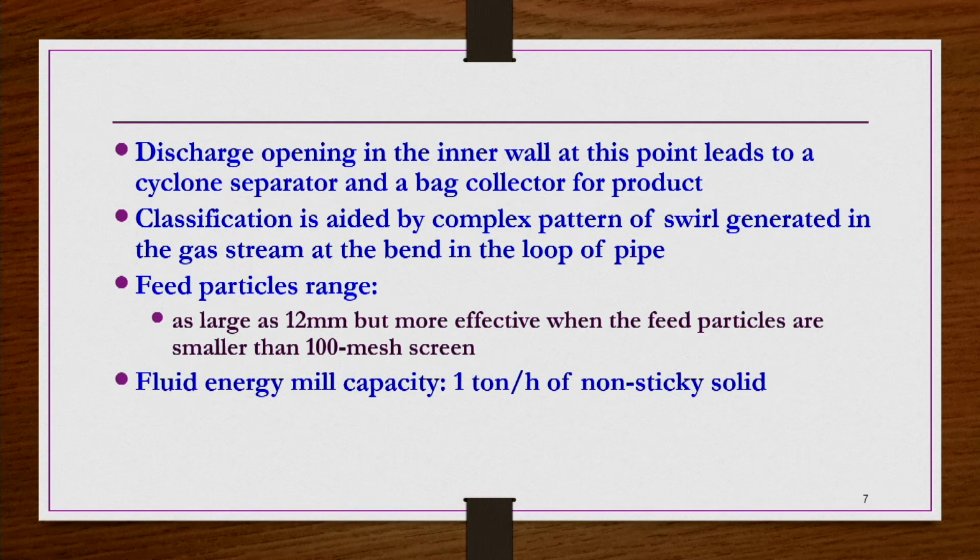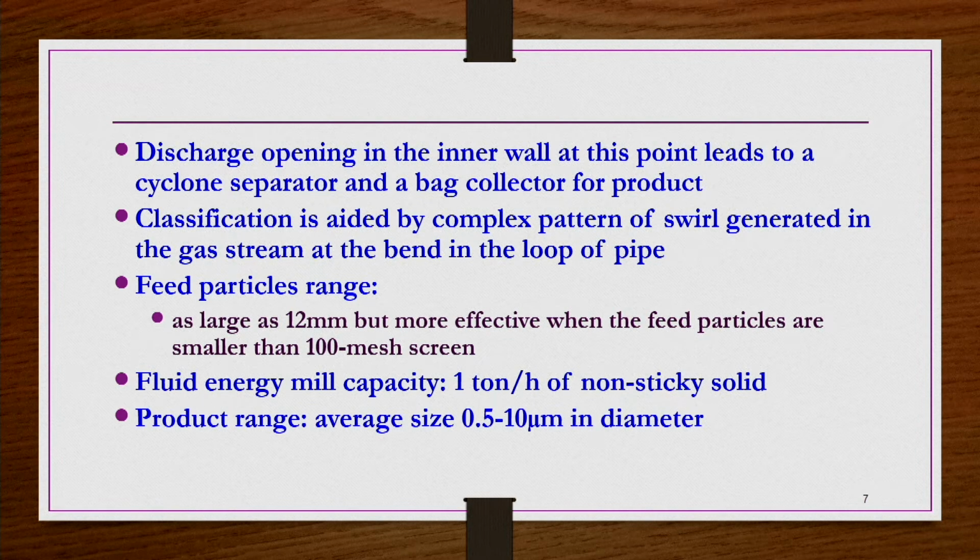However, it can also handle particles up to 12 mm in size. Fluid energy mill capacity is in general 1 ton per hour of non-sticky solid, and the product size can range between 0.5 to 10 microns in diameter. So, we can see the degree of attrition caused amongst the particles because of the fluidizing medium coming as a gas stream, like a jet. Particles up to 12 mm are being reduced to a size of 0.5 to 10 microns. Such is the high attrition in this kind of fluid energy mill because of the high speed jet circulating within the grinding chamber.